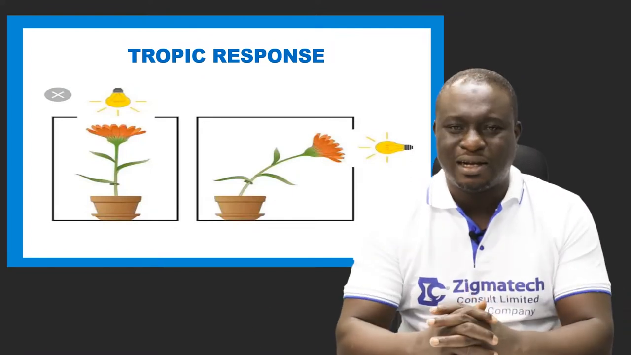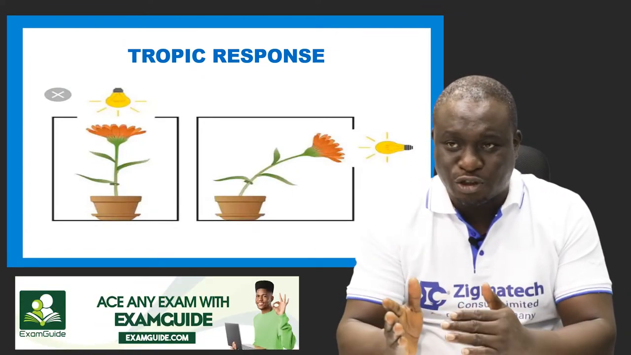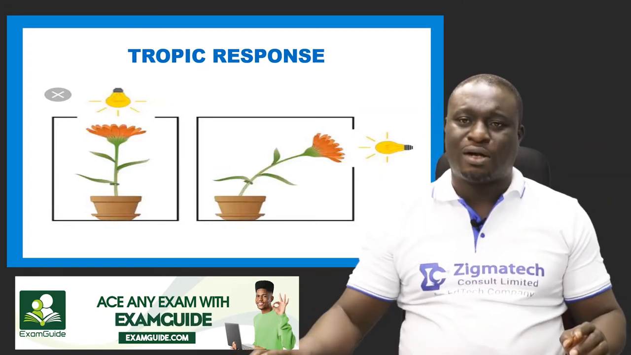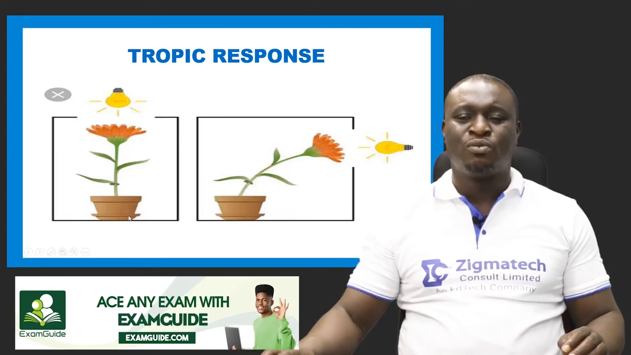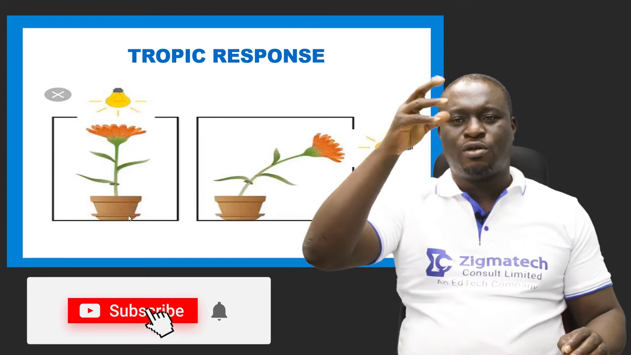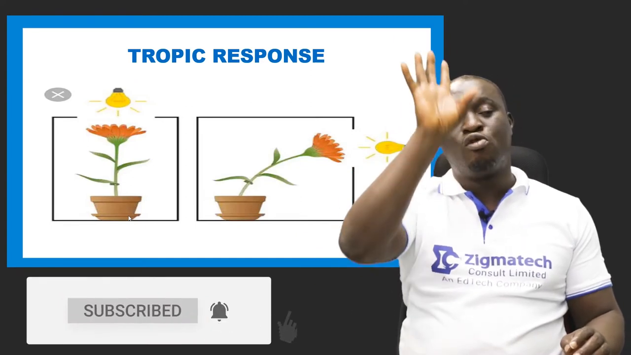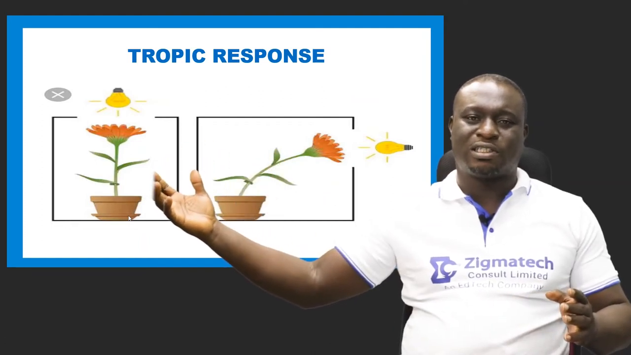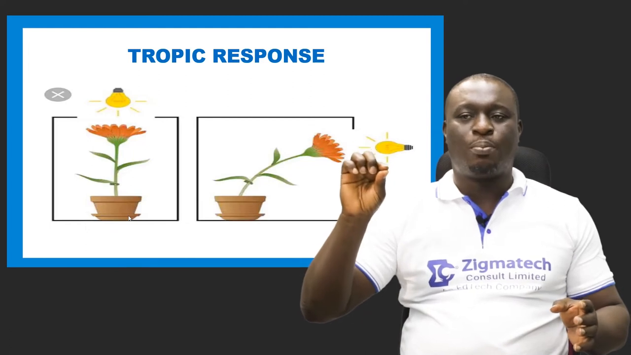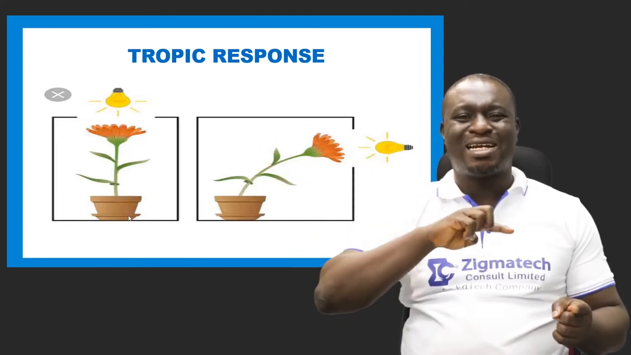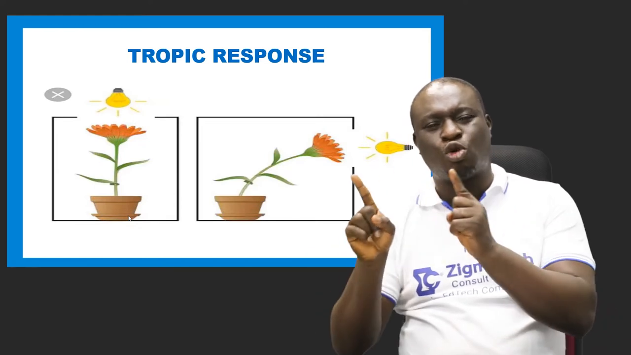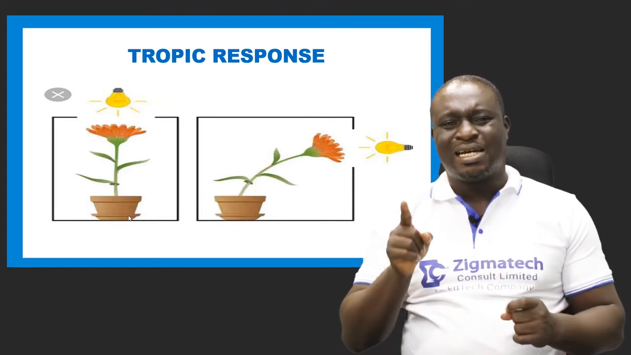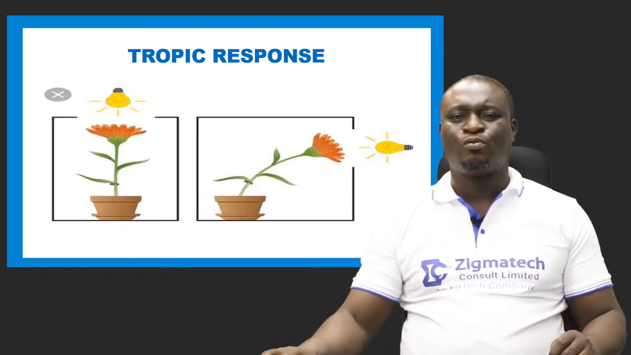Now we have an example on the screen. Like I just told you, if you put a particular plant in a dark cupboard, you can see the black shade around it, and then a light source is there, you will see that the plant will be moving towards the light source. If the light source is on the side, and there's a hole opening, and the light penetrates, you will find out that the plant will begin to bend towards that light. So the part of the plant that is bending towards that light is an example of phototropism.